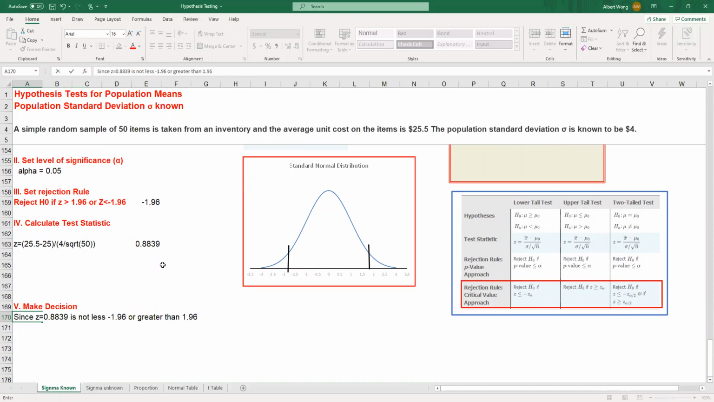1.96. So they're not less than negative 1.96 or bigger than 1.96. So we do not reject. And when we do not reject, we will say we have insufficient evidence to conclude. Okay. So this is how you do the problem if it's a two-tailed test.